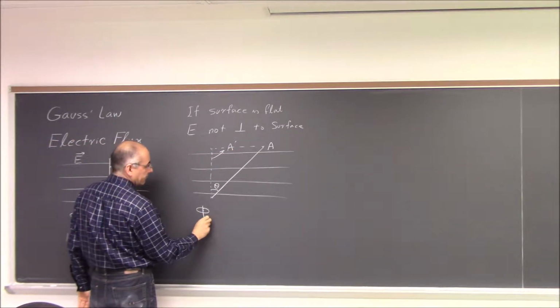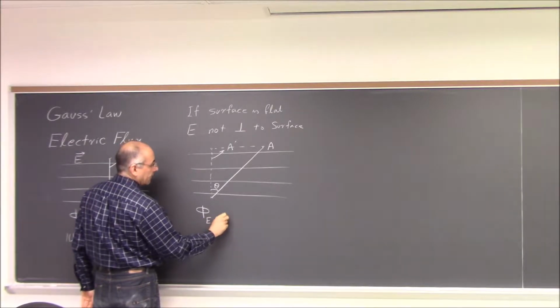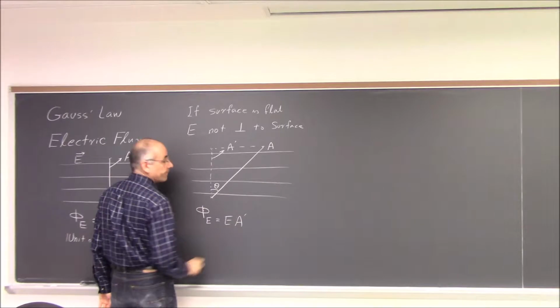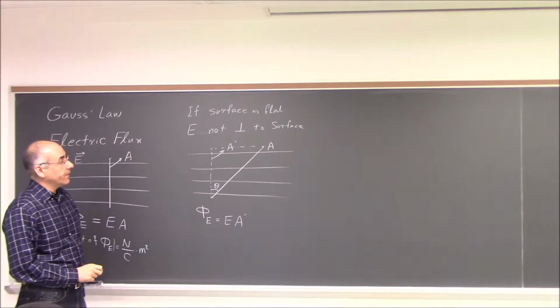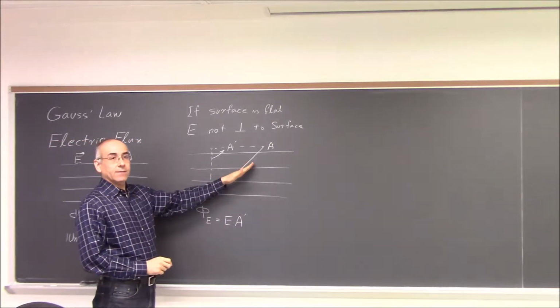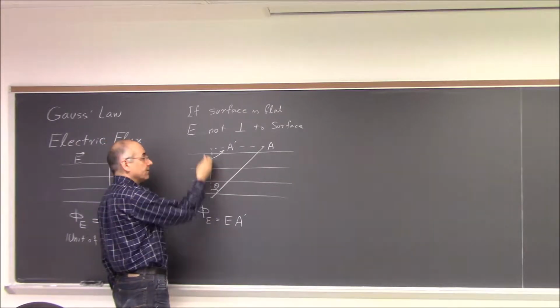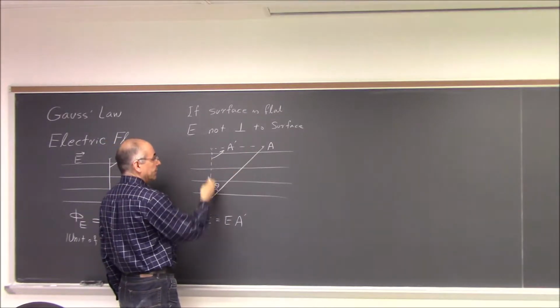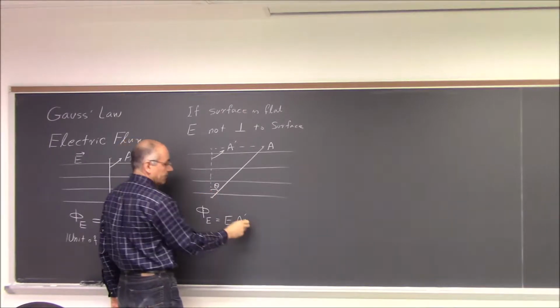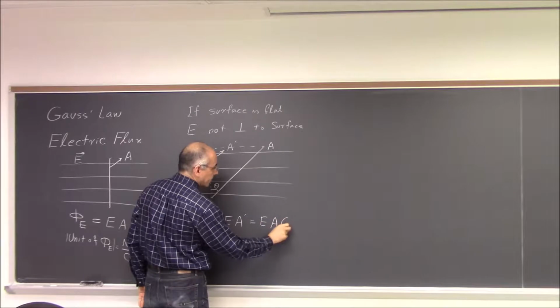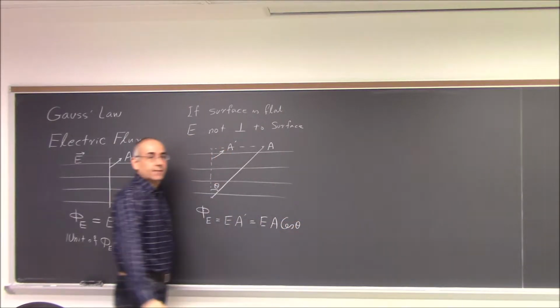And we know the flux through this one is phi equals electric field intensity, which is uniform, times A prime. But A prime is smaller than A, right? By a factor of cosine theta, because this dimension is this dimension times cosine theta, so that we can say E times A times cosine of this angle theta.